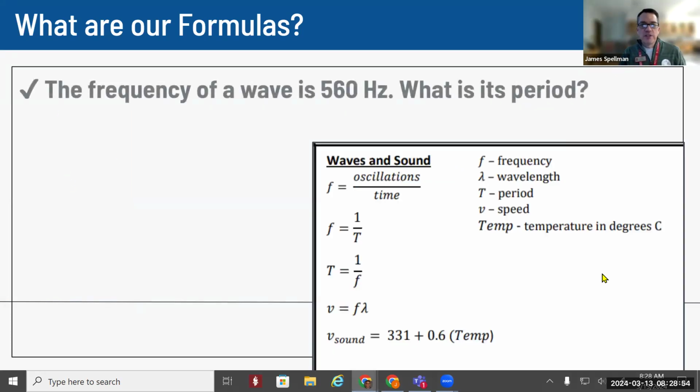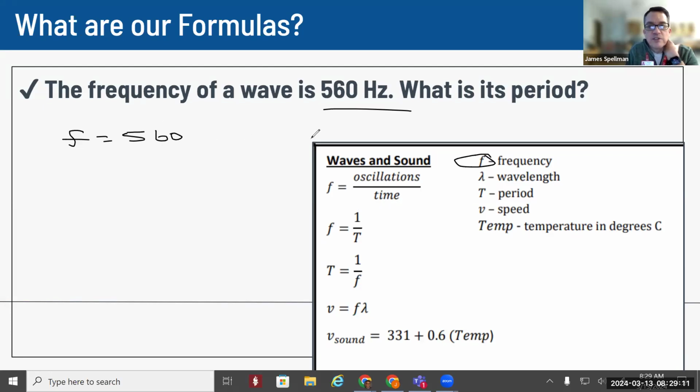So the first question is, the frequency of a wave is 560. What's its period? Just like anytime we're solving math problems, it's really helpful to label everything that we've got. So 560 is the frequency. Frequency is the F, so our F is 560. And it's just asking for the period, which is T, which we don't know. And we've got a formula that puts both of those together, nice and easy.